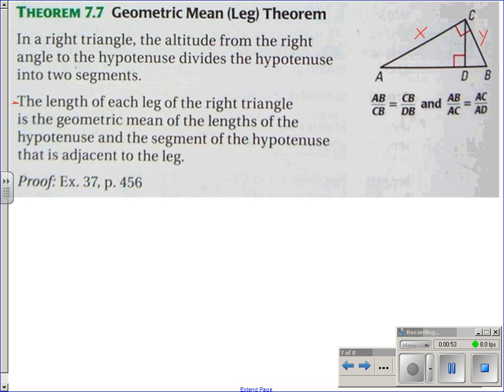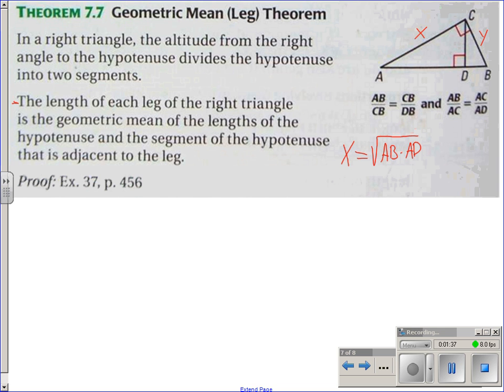So let's just look at one at a time. And again, where these things are coming from is similar triangles. You're just setting up similar triangles and comparing corresponding sides. So the length of each leg, we'll do one at a time. So x, the length of that leg, AC, is, that's the equal sign, the geometric mean of the lengths of the hypotenuse, which is AB, times the segment of the hypotenuse that is adjacent to the leg. So if we're looking at leg x, the adjacent part is AD. Okay, AD is right next to AC.